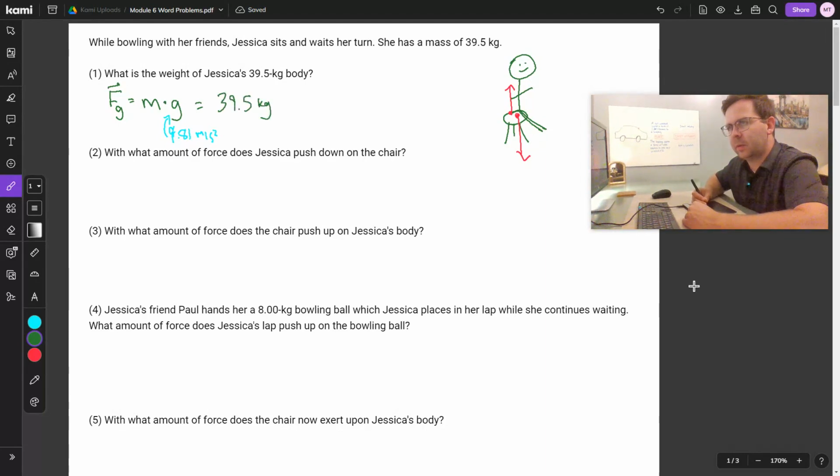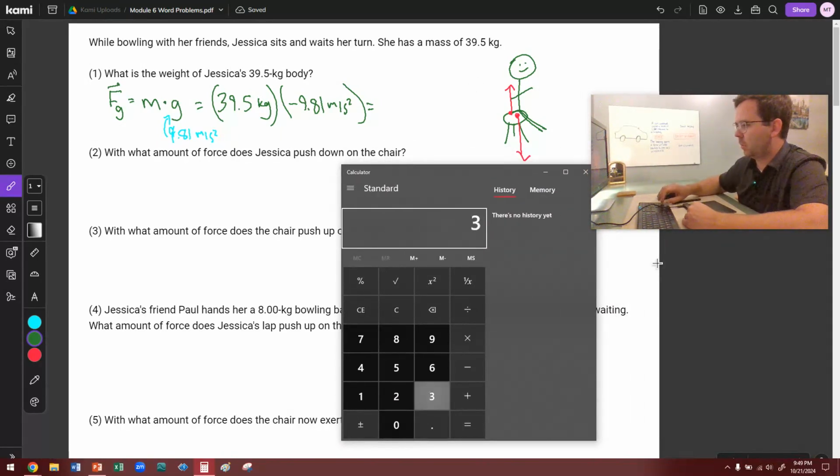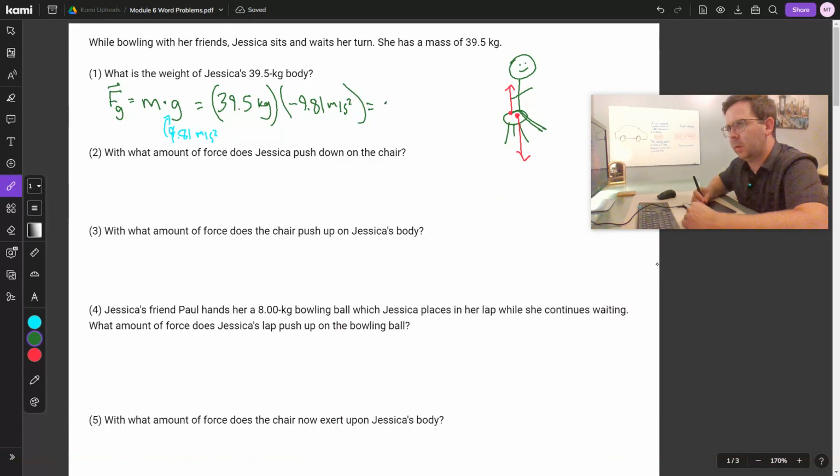39.5 kilograms is the mass times negative 9.81 meters per second squared. And we multiply those two quantities together using our calculator. And I've got my calculator here. 39.5 times 9.81. It is negative, so we'll round that to have three significant figures. That's going to be negative 387 newtons. It's negative in this case because it's downwards, and so the weight is directed down.